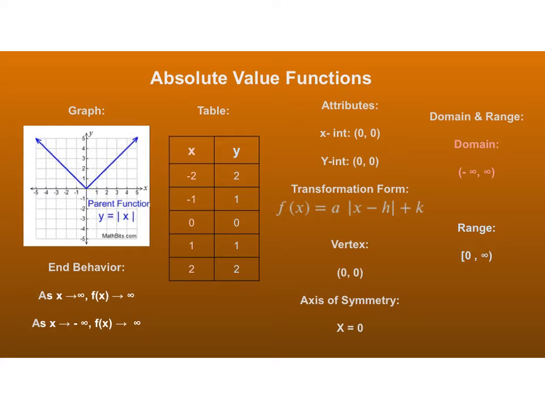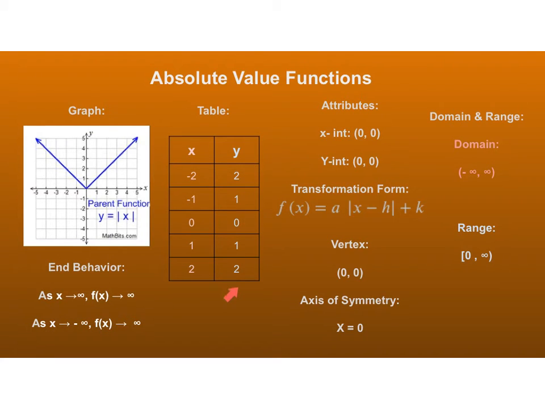The next parent function we're going to talk about is the absolute value parent function. It's going to have a lot of the same characteristics of the quadratic parent function. The difference here is that instead of a U shape, this one's a V shape. But everything else is pretty much the same. For your end behavior, as x approaches infinity, the y is also going up forever. As x approaches negative infinity, the y value is going up forever. So that's where you get this end behavior here.